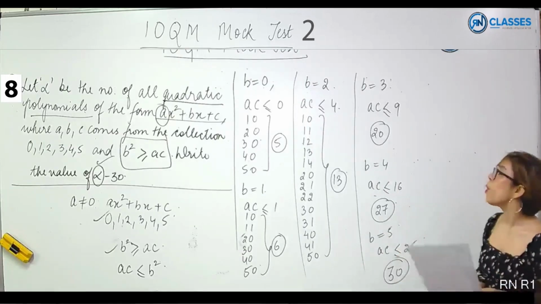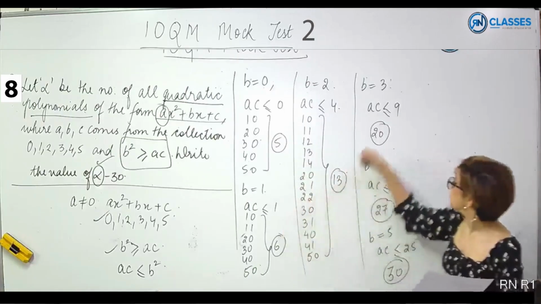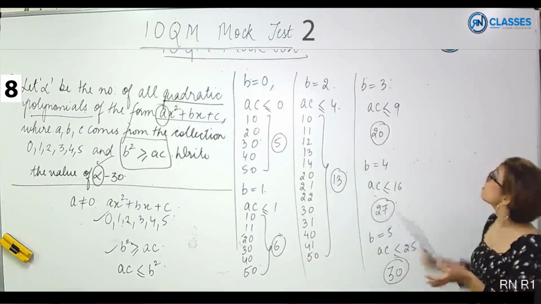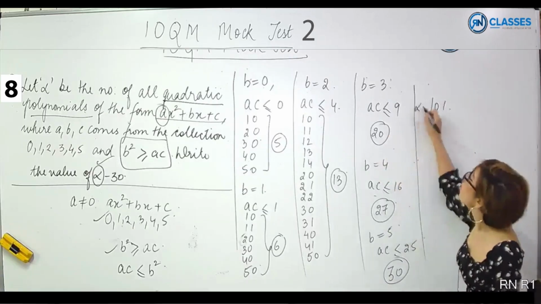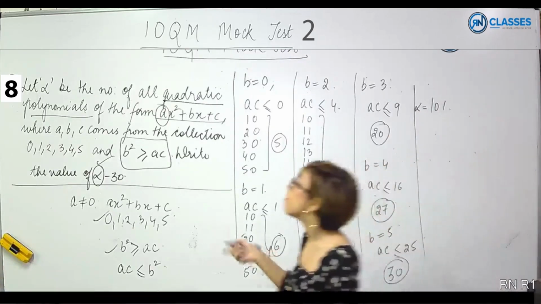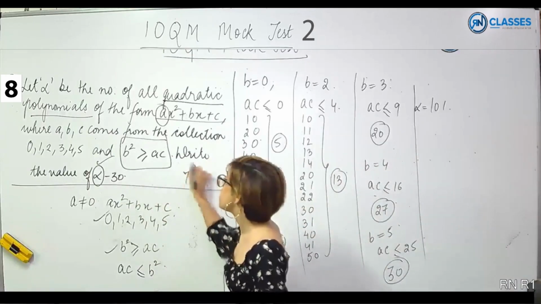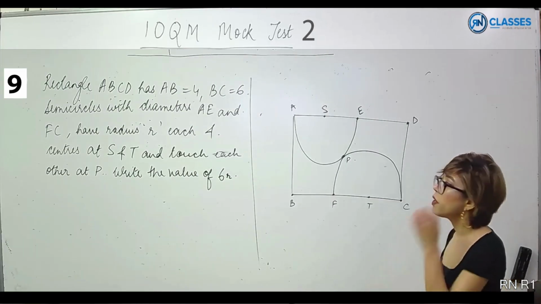So in total, how many polynomials? This plus this plus this plus this plus this plus this. This turned out to be 101. So that means alpha is 101. But you don't want alpha, you want alpha minus 30. That is why the answer is 71. Alright, on to the next one.